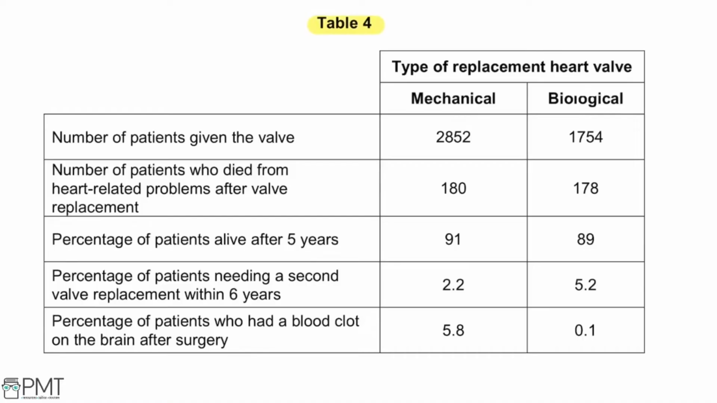So here we've got Table 4, and the column on the right hand side is the type of replacement heart valve, so it's split into 2, mechanical on the left, biological on the right. And then in the left hand column it's got different variables that were measured during the experiment. So the top one is the number of patients given the valve, then we've got the number of patients who died from heart-related problems after valve replacement. We have the percentage of patients alive after 5 years, the percentage of patients needing a second valve replacement within 6 years, and we have the percentage of patients who had a blood clot on the brain after surgery.